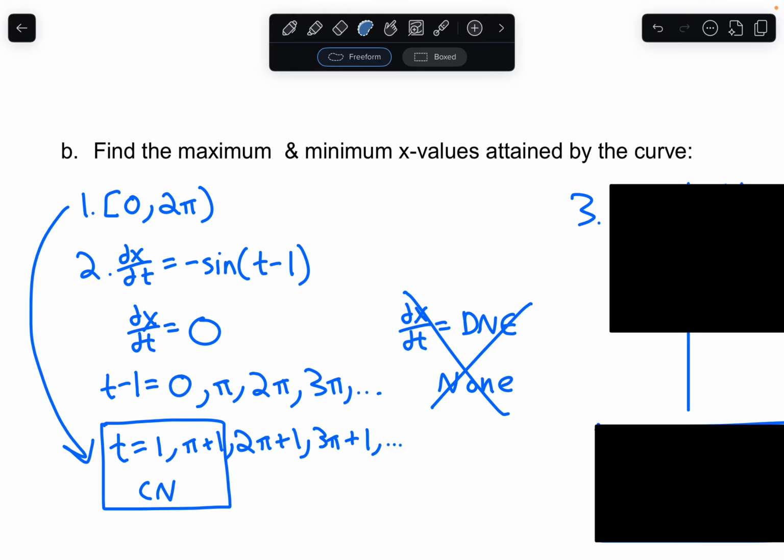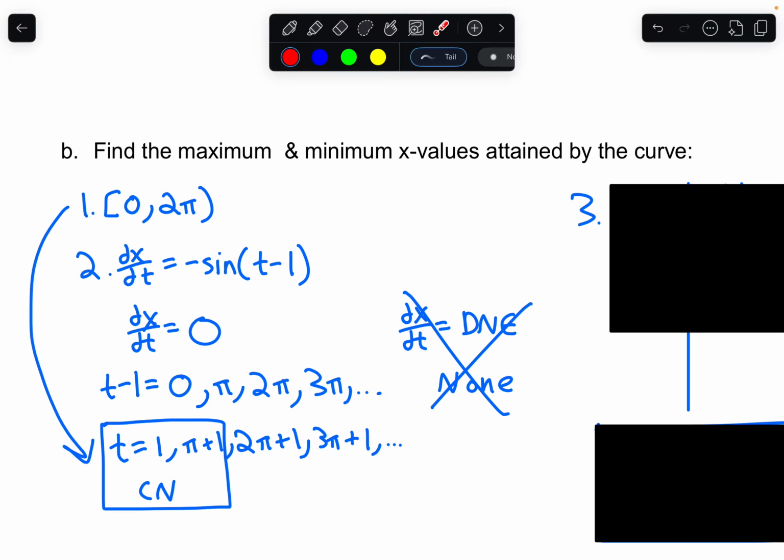And now if I add 1 to 2 pi, that's bigger than my domain. If I write negative pi and add 1, that'll be negative still, so that'll be outside of the lower bound. So no negative answers. Okay, so we just get 1 and pi plus 1.